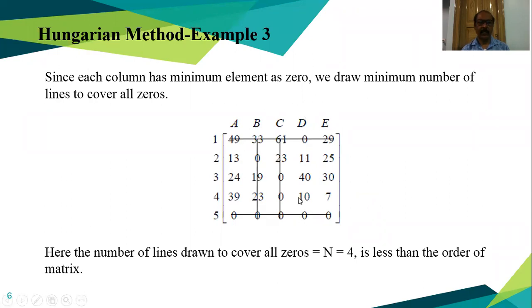So in this case, how many horizontal and vertical lines are there? 1, 2, 3, 4. That is n equal to 4, which is less than the order of the lost matrix. This is our lost matrix, and the order of the lost matrix is 5. N is equal to 4, which is less than 5. So this is the case of degeneracy. We have to resolve the degeneracy. We already learned how to resolve the degeneracy.